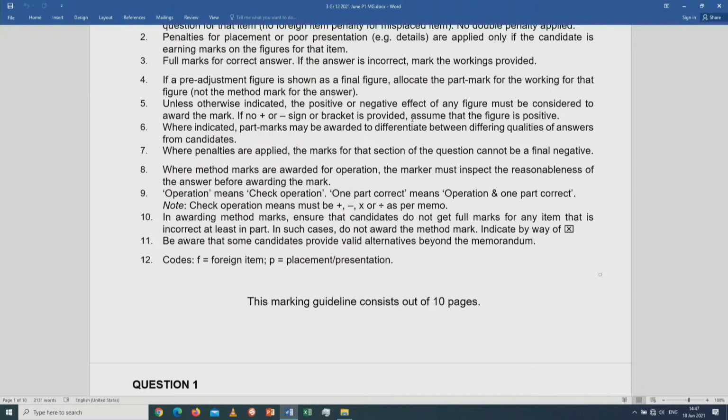Codes: F equals foreign item, P equals placement. Where you penalize a learner, you need to make sure you write minus 1F, minus 1P to show that you are penalizing a learner on a foreign item or on a placement. So you don't just say minus 1 or minus something, you need to say minus 1F or minus 1P.